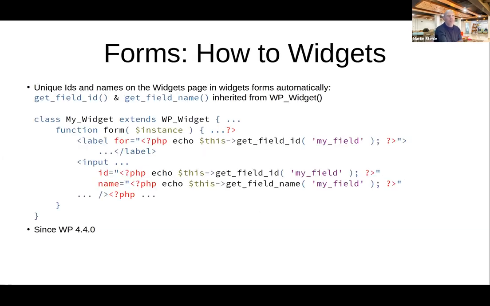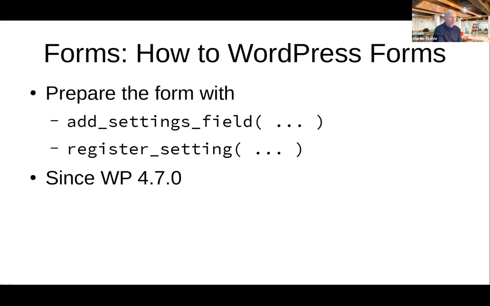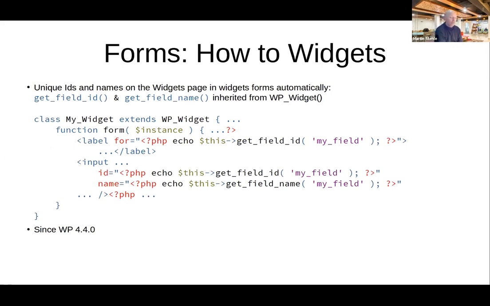Okay. Now, that's pretty important. If you come to widgets on the widget page, you can create multiple instances of a widget. How to be sure that the ID is unique on that page? For that, WordPress provides the two functions, get_field_id and get_field_name. Just use them as you see in the code. Instead of hard-coded values, use these functions. If your widget is a subclass of the WordPress widget, WP_Widget, you have access to these two functions, and WordPress will create unique IDs and names in the forms for the whole widget page.